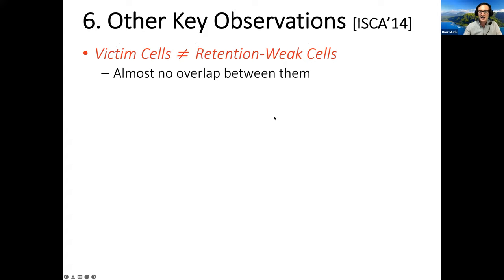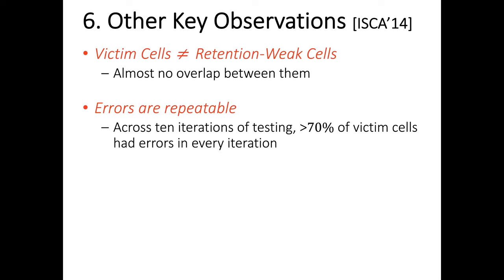So RowHammer is a different failure mechanism than charge leakage due to the capacitor. Basically, retention weak cells are not the same as RowHammer victim cells. There's almost no overlap between them. Errors are repeatable, which makes it a security problem. If you can cause RowHammer in a cell, you'd be able to cause it again and again and again with high confidence.